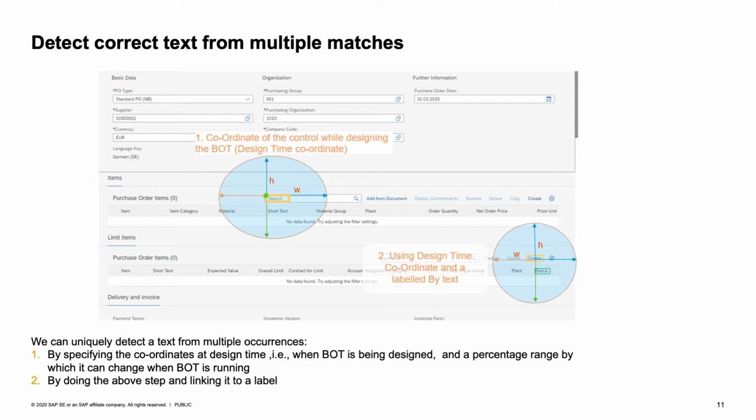And the other, of course, is just like with the icons, you can also use a label by text, which is what you're seeing in the point number 2 there on the screen, right? So you do the above step, which is point number 1, and along with it, you also use a label by. And that way you basically have a very robust way of detecting the particular text that you're looking for.